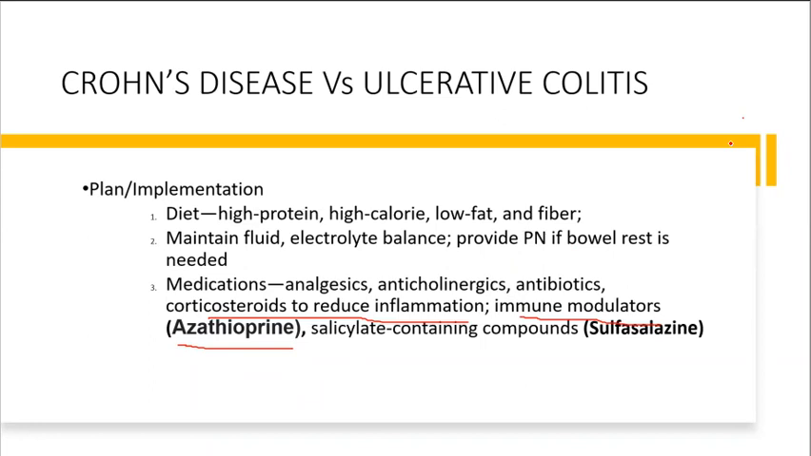When they suppress your immune response, they can cause bone marrow suppression. So when I see my patient on the NCLEX is on an immune modulator or something that can depress his immune system, I'm already thinking bone marrow suppression and increased risk for infection. We might also need to place them on salicylate-containing compounds like sulfasalazine. This is a salicylate compound, an anti-inflammatory drug, and it's used to treat Crohn's disease and ulcerative colitis. We even use it for rheumatoid arthritis.